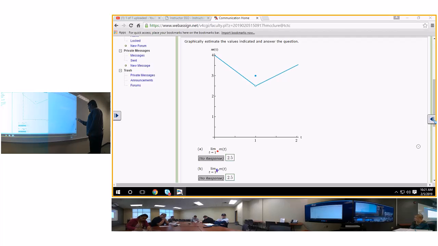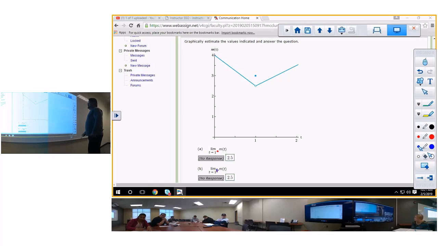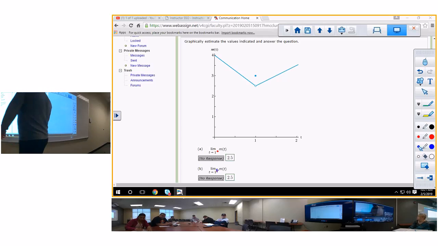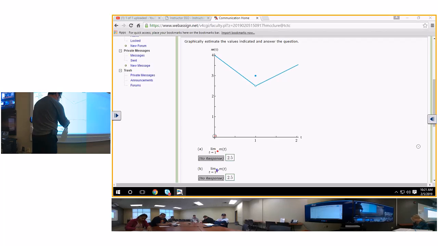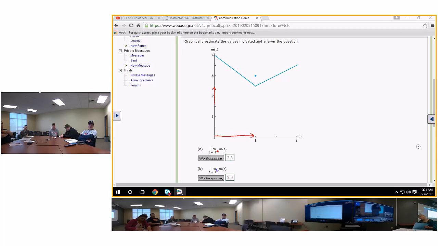So let's draw a red line from the left. As I approach 1 from the left, what am I approaching right here? What am I approaching on the y-axis?